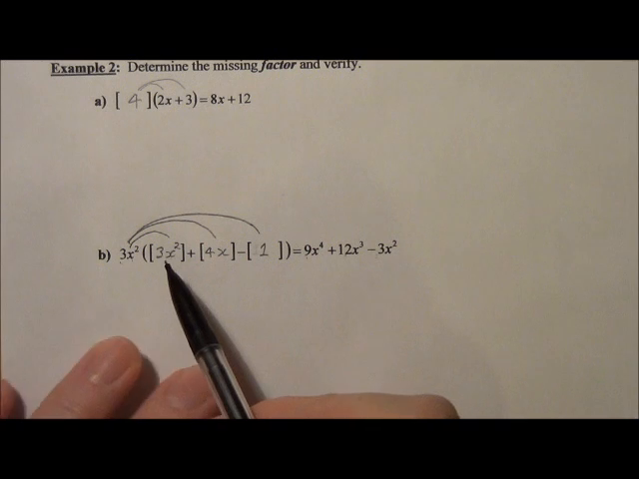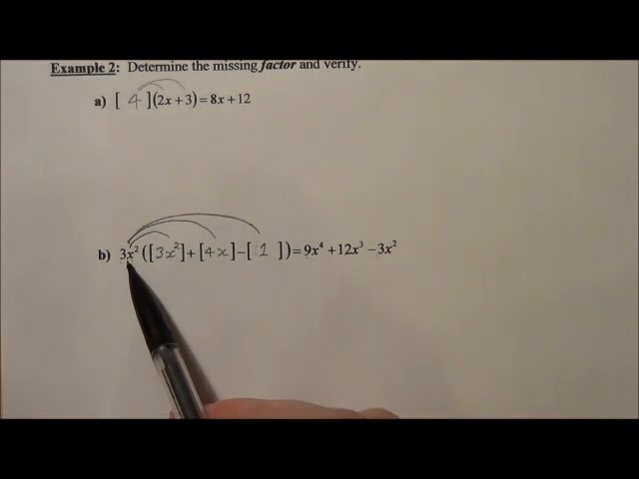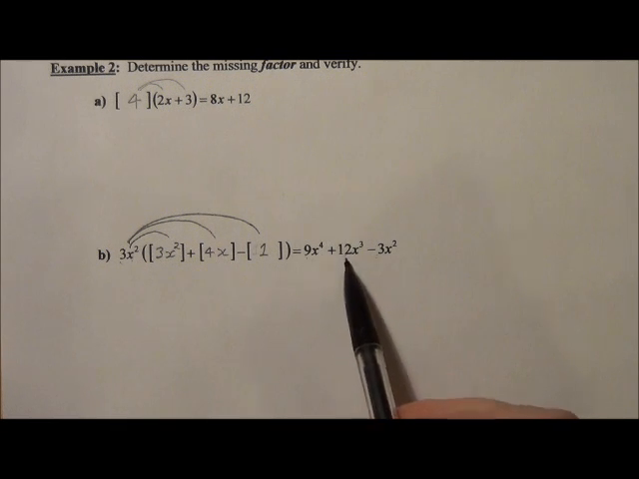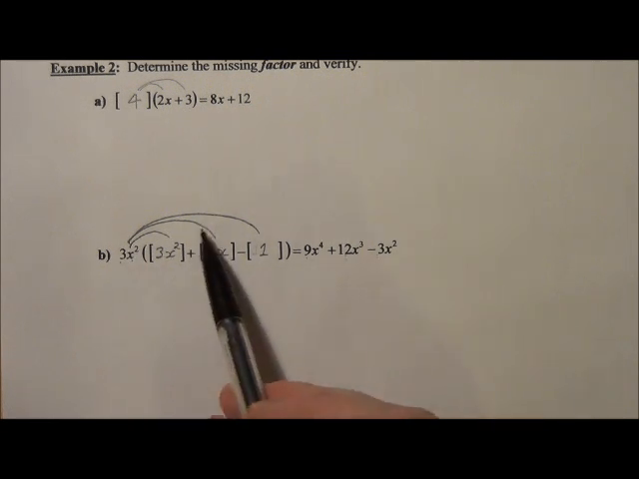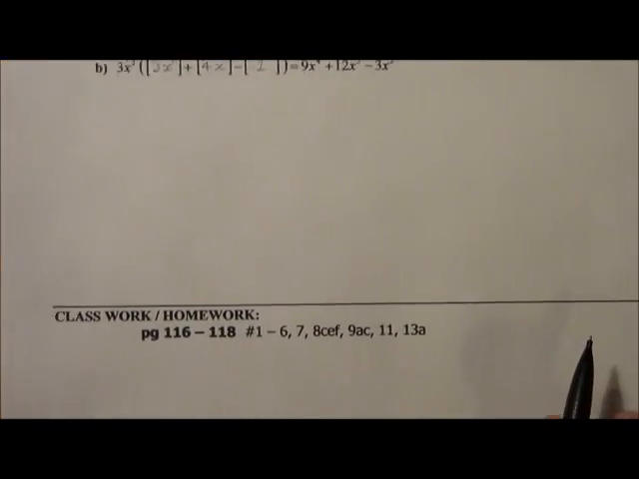So 3x squared times 3x squared gives us 9x to the power 4. 3x squared times 4x gives us 12x cubed. And 3x squared times negative 1 gives us negative 3x squared. And that is all there is to it. So here's your work.